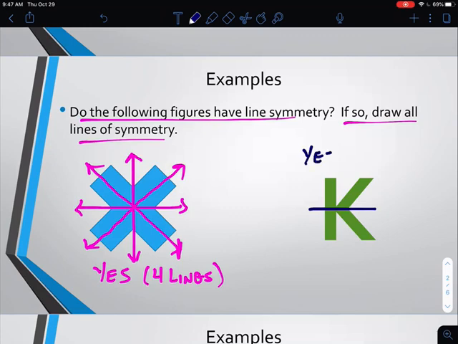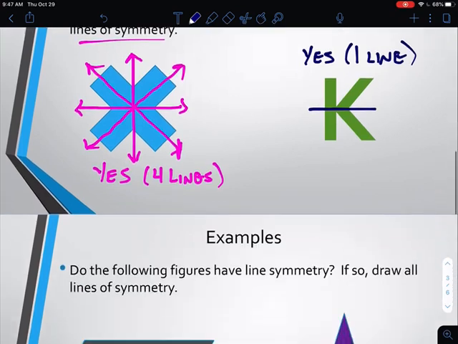So in this case, yes, we have line symmetry. If I try any other lines, they're not going to work. So in this case, I just have the one line that I can work with. Most of the questions in this type of problem are going to be like, does it have line symmetry, yes or no? And then which lines are there? So only include lines that are actual lines of symmetry.